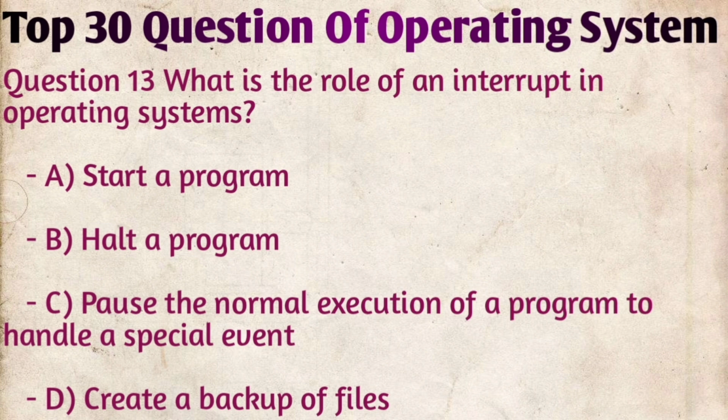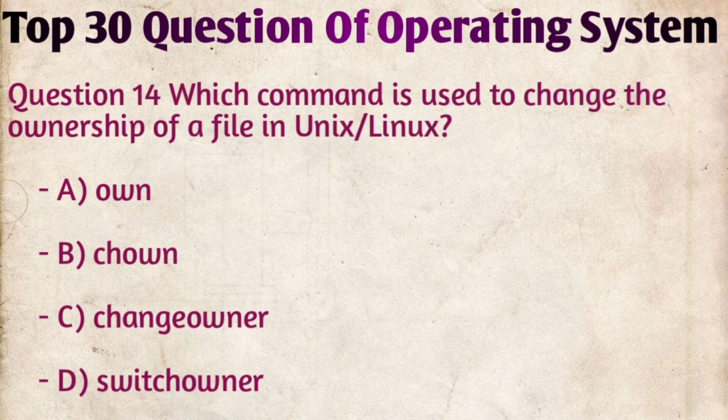Question 13. What is the role of an interrupt in operating systems? A. Start a program. B. Halt a program. C. Pause the normal execution of a program to handle a special event. D. Create a backup of files. So the answer is C. Pause the normal execution of a program to handle a special event. So we are moved towards our next question.